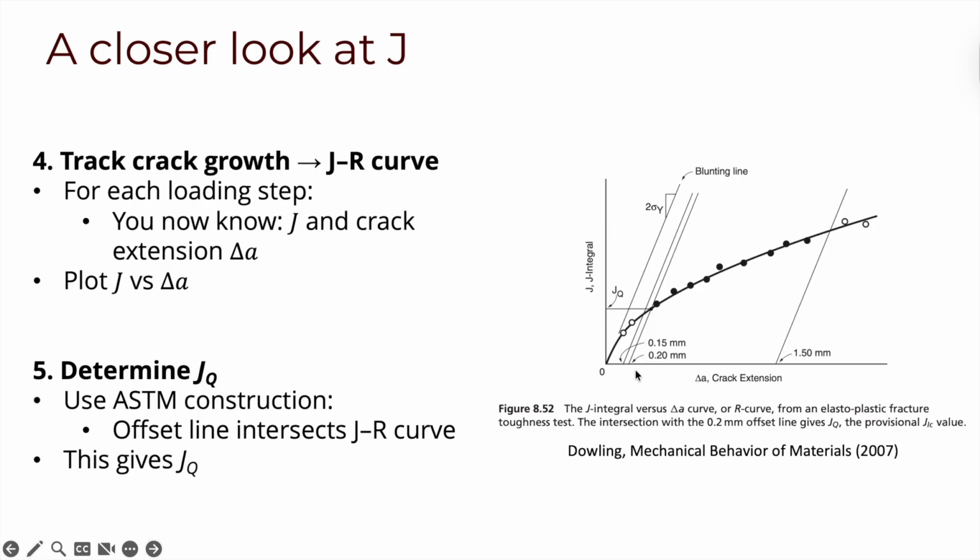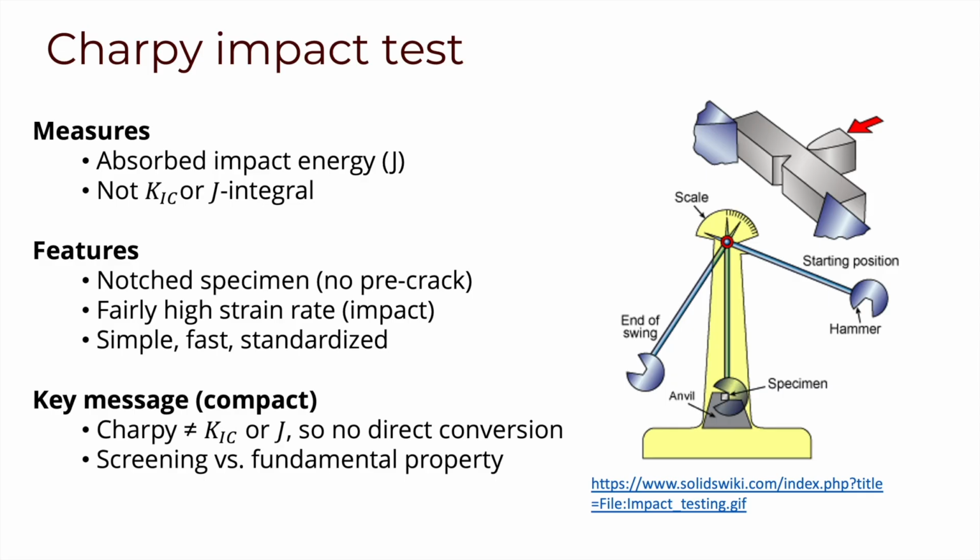Up to this point, we have been discussing fracture toughness based on fracture mechanics using parameters like K1C and the J-integral. The Charpy test is fundamentally different. Instead of measuring a fracture toughness parameter, the Charpy test measures the absorbed impact energy during fracture. It uses a notched specimen and a pendulum to apply a high strain rate load. Because the specimen is not pre-cracked and the stress state is not well controlled, the result is not a true fracture toughness value, so there is no direct conversion between Charpy energy and K1C or J.